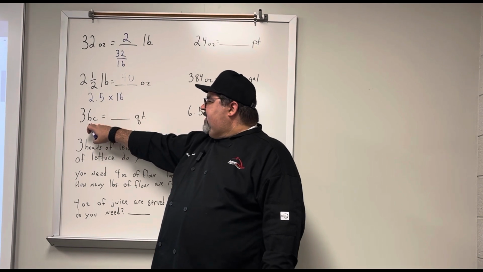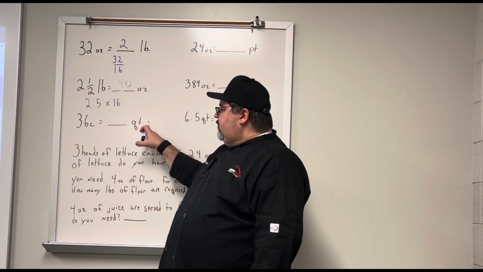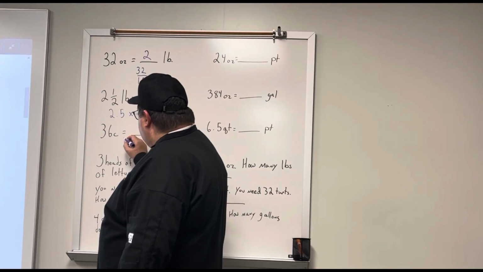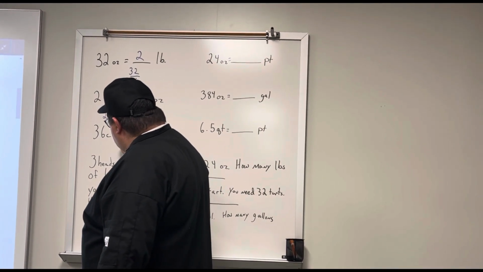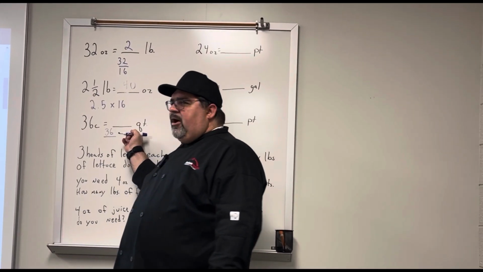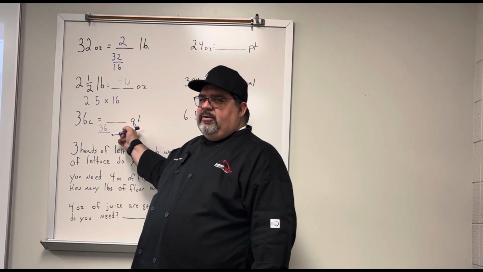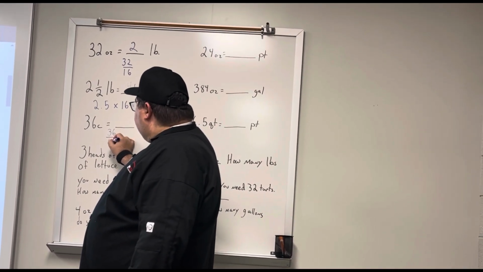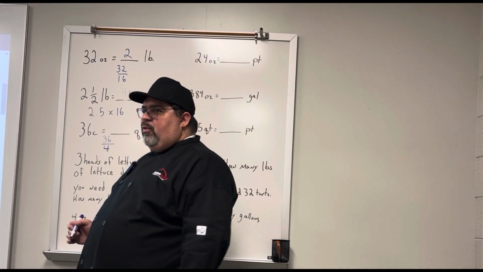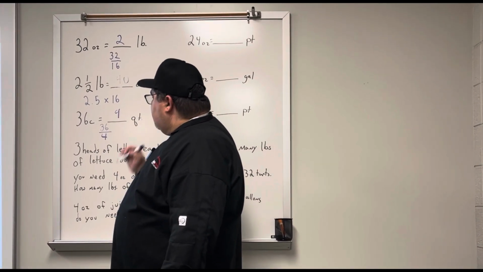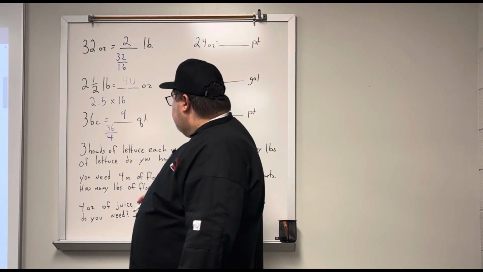So we have 36 cups going into quarts. For that, we're going to do 36 cups divided by the number of cups per quart. There are 4 cups in a quart. So 36 divided by 4. 36 divided by 4 gives us 9 quarts.